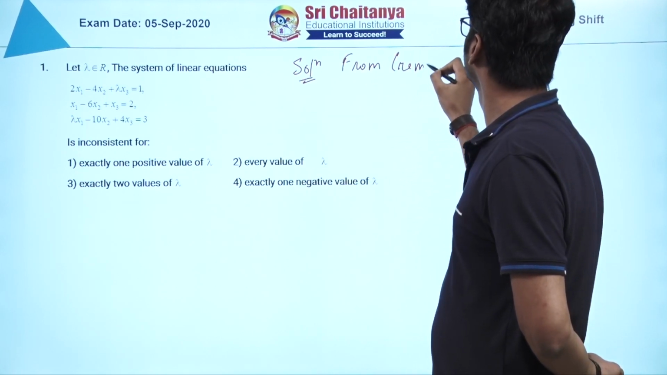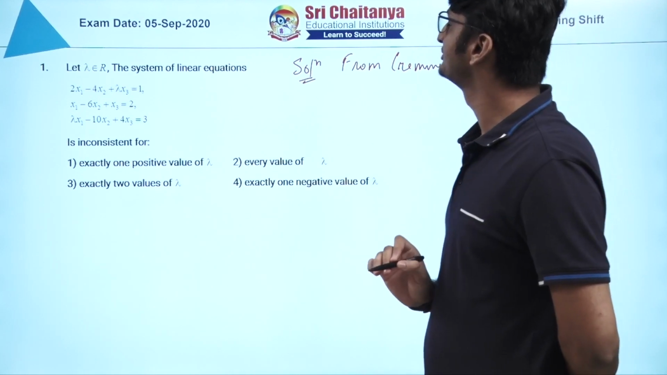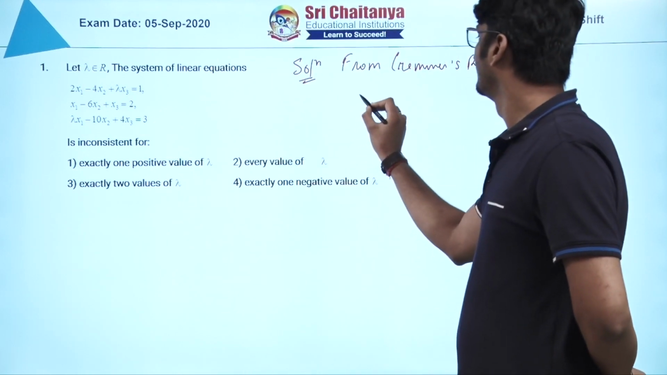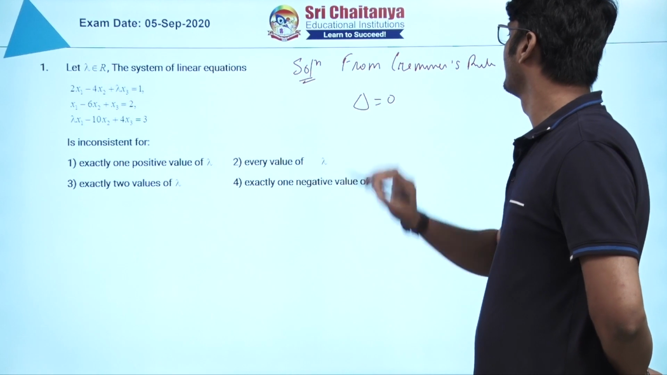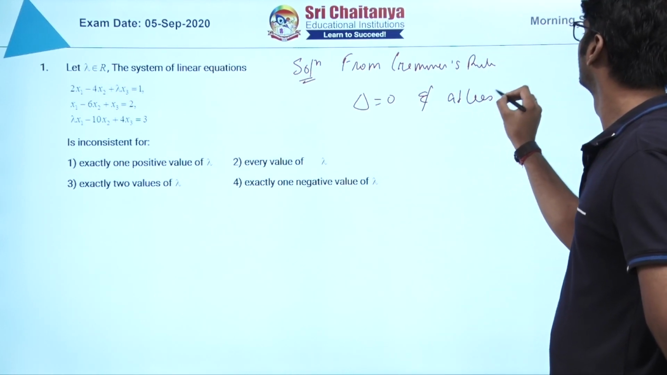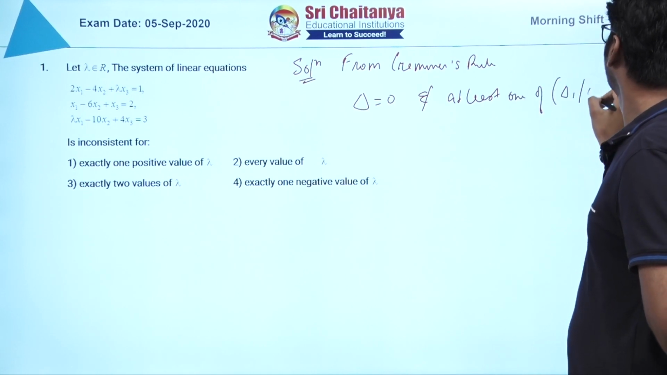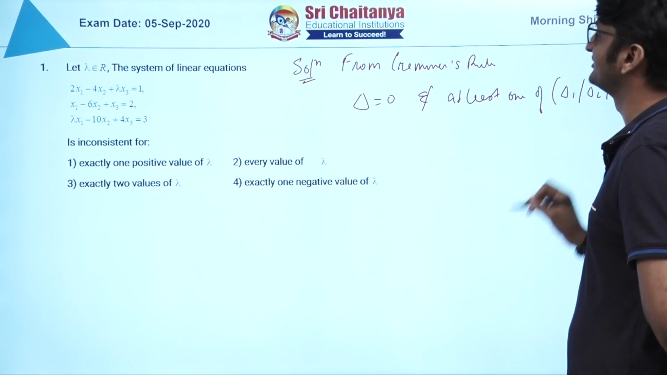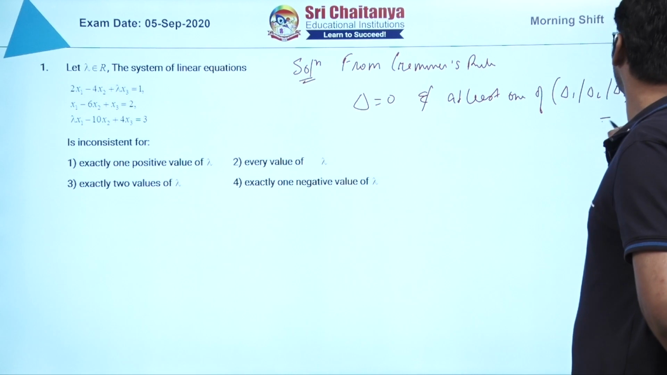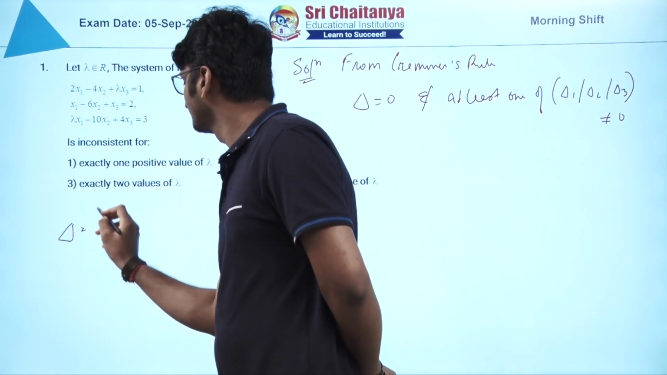From Cramer's rule, for a system of linear equations to be inconsistent, delta must be 0 and at least one of delta 1, delta 2 or delta 3, that is delta x, delta y, delta z, should not be equal to 0. Let us find out the condition here. So, what is delta? Let us find out.